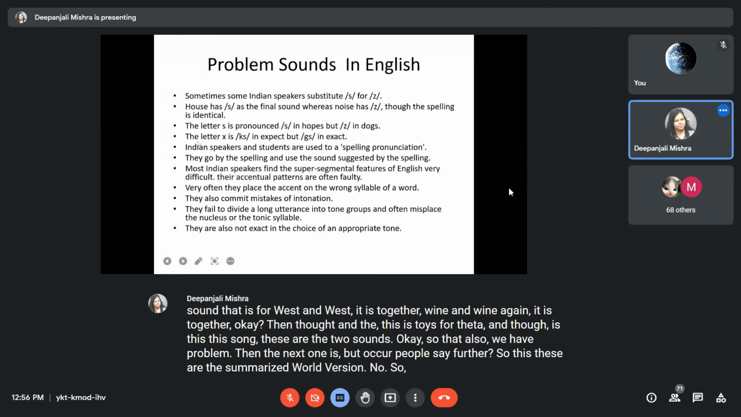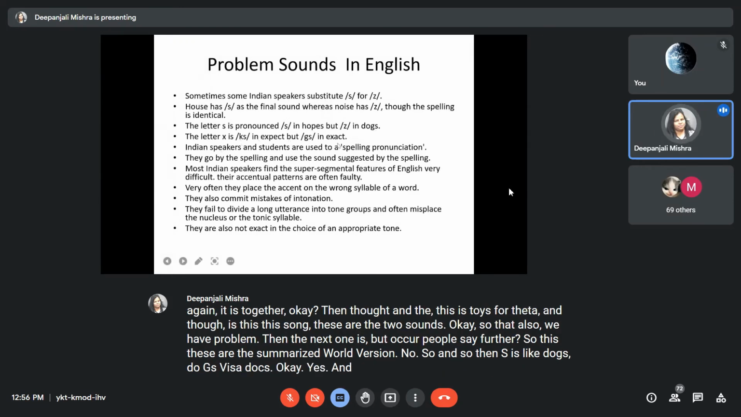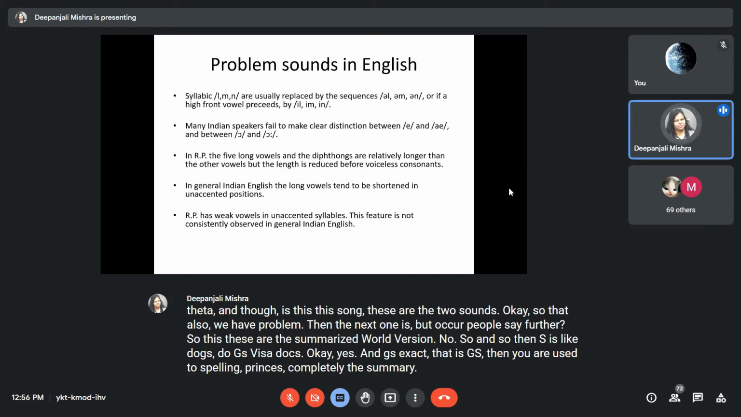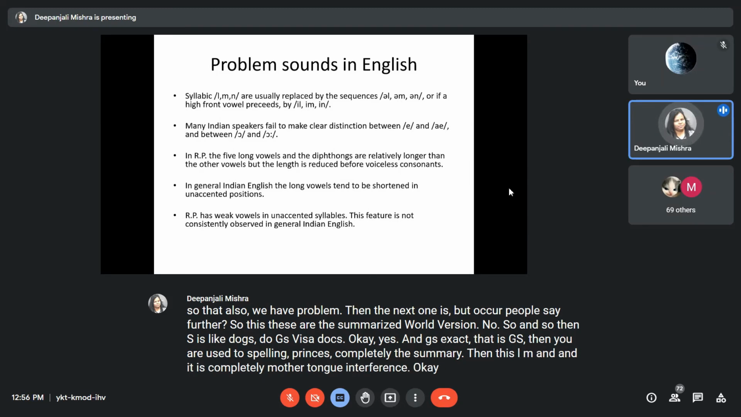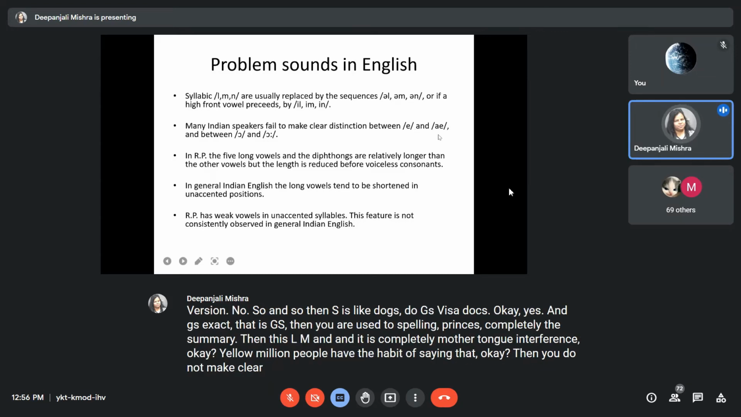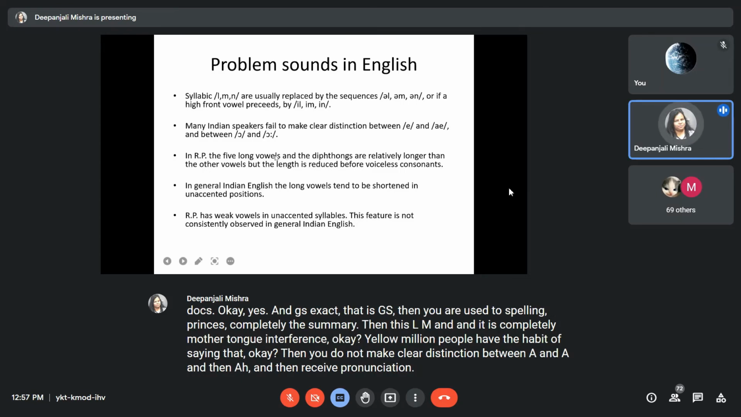S and Z. Then S is like dogs. D-O-G-S. We say dogs. KS and GS, exact, that is GS. Then you are used to spelling pronunciation, is completely the summary. Then this L, M, and N, it is completely mother tongue interference. Okay, L, M, and N, people have the habit of saying that. Okay, then you do not make a clear distinction between vowels. Then in received pronunciation, long vowels and diphthongs are relatively longer, that we had discussed.